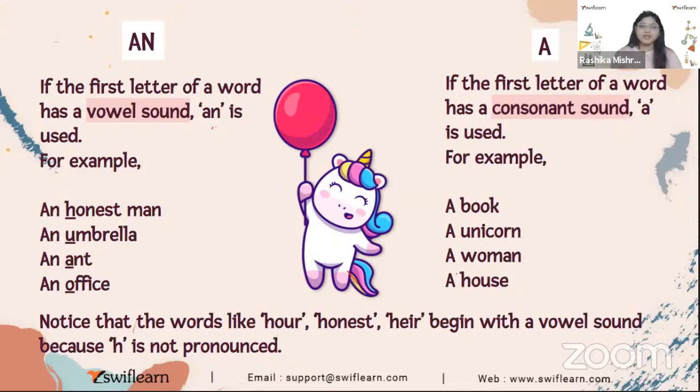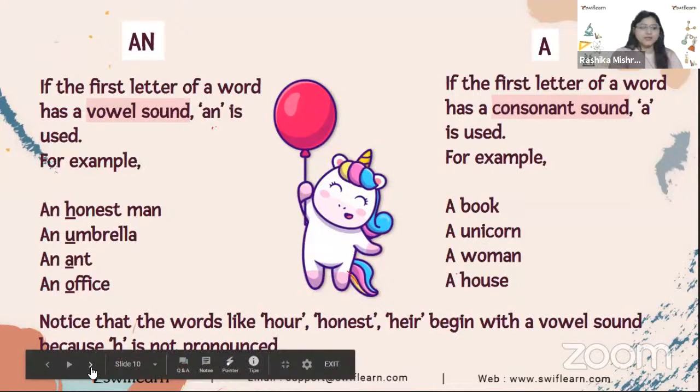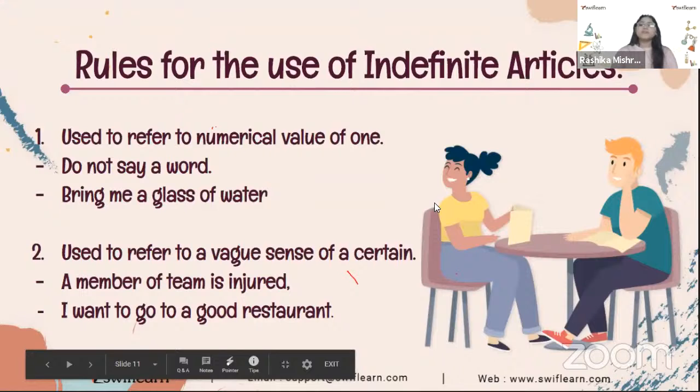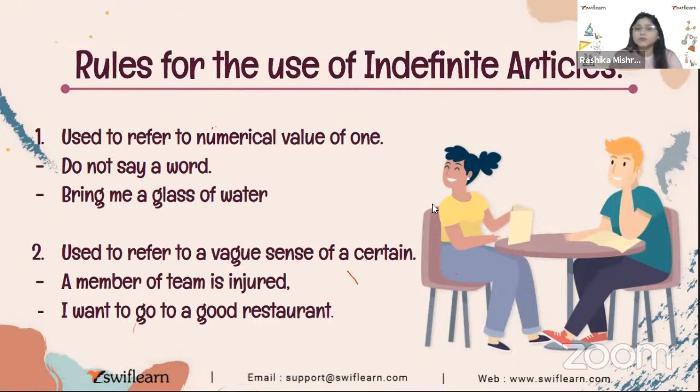Okay. Now come to another point. Rules for the use of the indefinite article. Where to use the indefinite article? Now we have some rules here. First, we always use the indefinite article to refer to the numerical value of one. As I said, do not say a word, because in this sentence we are talking about a single word, right? Only a single word we are talking about. That is why a is present in the sentence.